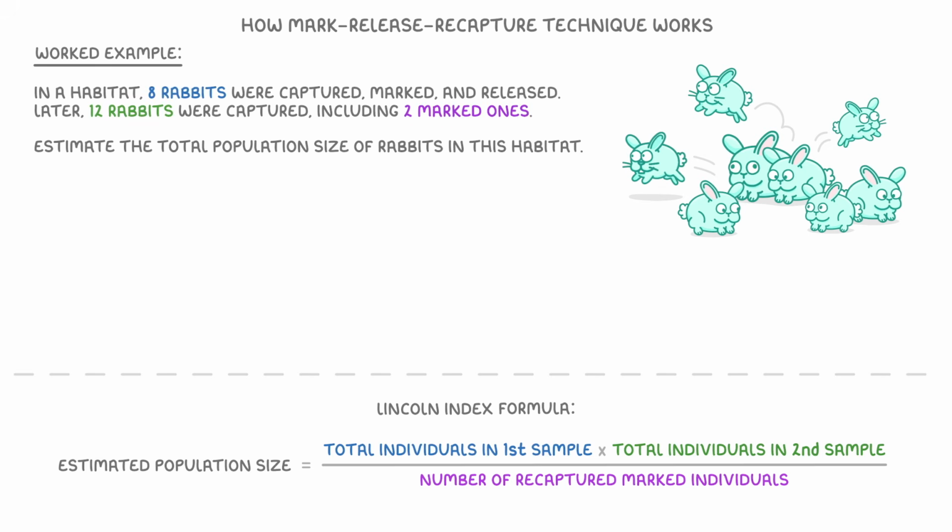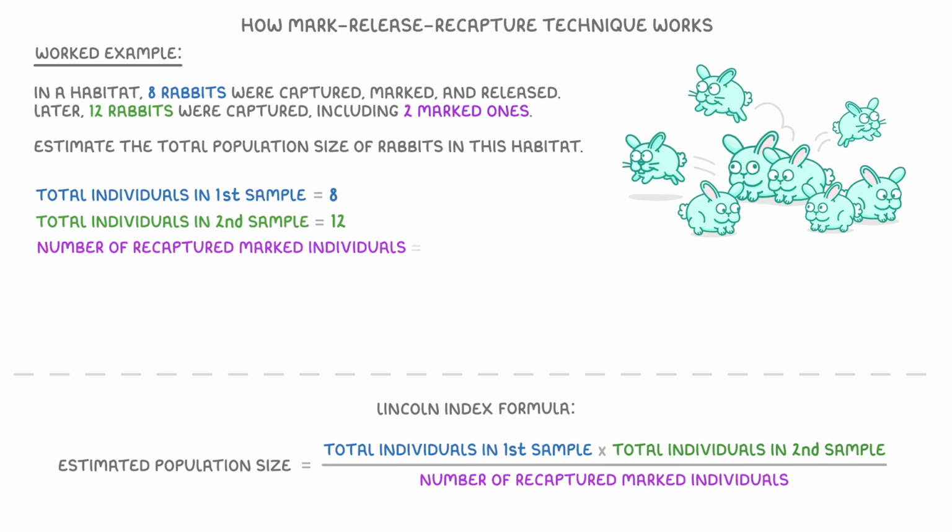If we look at the different values in the question that we need for our equation, the total number of individuals in the first sample is 8, and in the second sample is 12. In this second sample, the number of recaptured marked individuals is 2. So, plugging these numbers into the formula for estimated population size gives us 8 times 12 divided by 2 equals 48. So we can estimate that there are about 48 rabbits in this population.